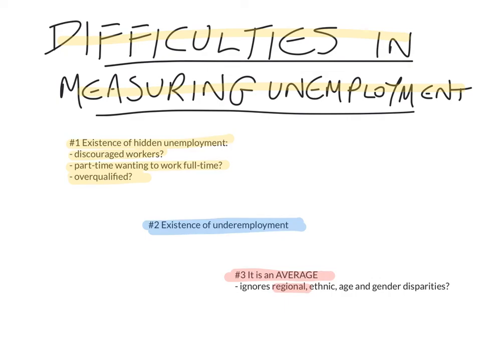It ignores ethnic disparities. Sometimes unemployment is worse or is higher among certain ethnic groups, usually minority ethnic groups, than others. It ignores age disparities and gender disparities. It doesn't reflect whether the unemployment is worse for males or females. So because it's an average, it ignores all these differences. It doesn't highlight whether it is mostly the youth that are unemployed, or middle-aged workers, or older workers. So keep that in mind. There are difficulties in measuring unemployment.